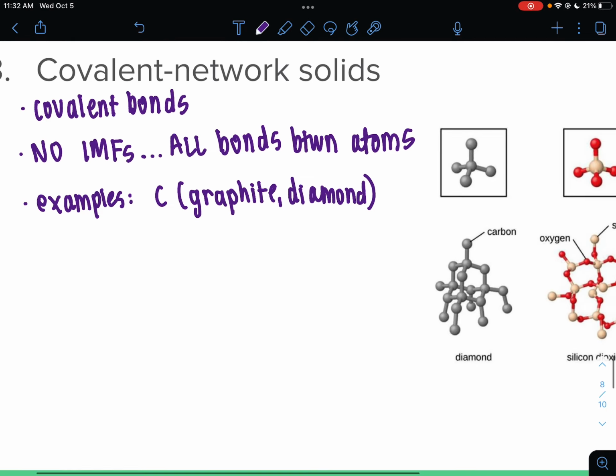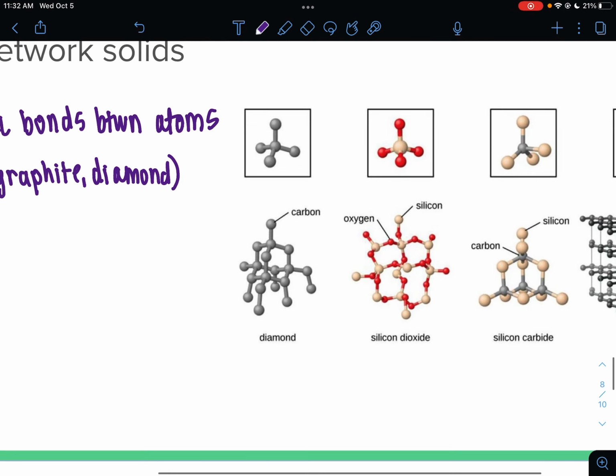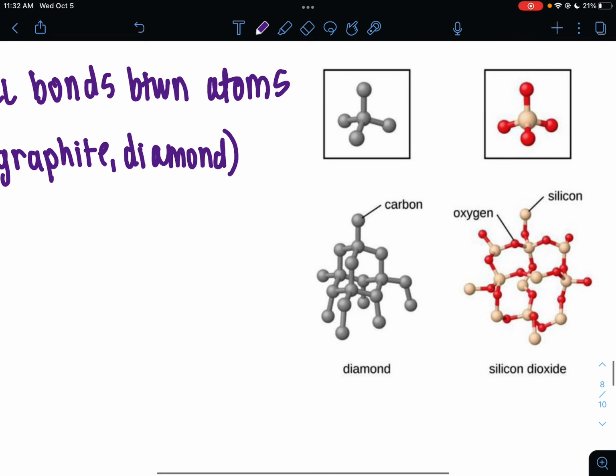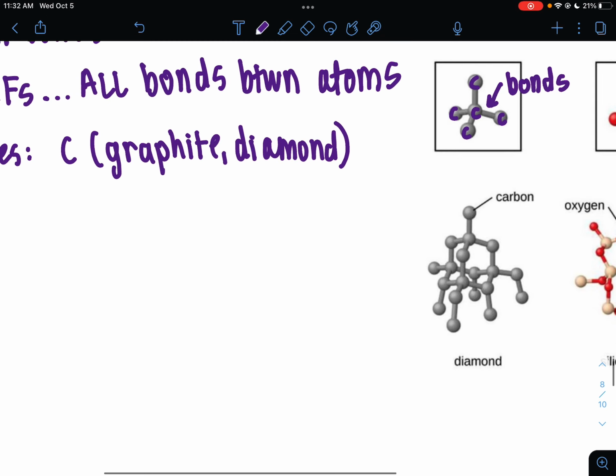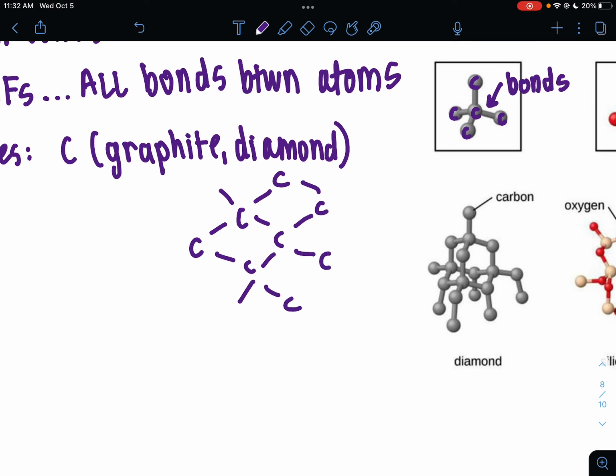Okay. And that's a little picture over here. You can see the diamond. So every carbon, this is a carbon, is attached to 4 other carbons in a tetrahedral shape. And again, there are actual bonds between them. And we drew this out last year, so if you wanted to draw it, it would be like this, where everybody just keeps connecting. That's why they call it a network.